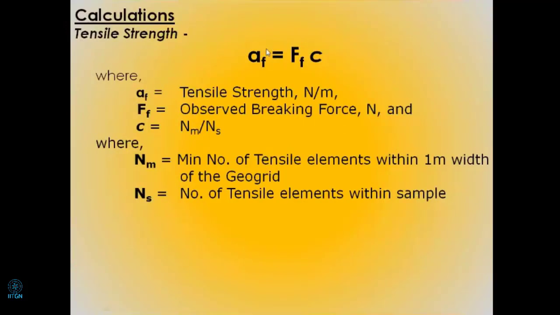This is the formula to calculate the tensile strength under this test. F is the observed breaking force at which it opens up the tear, and then C is the factor which gives the minimum number of tensile elements within 1 meter width of the geogrid. Actually, this is for the geogrid. In a similar way we can apply it for the geotextile also.